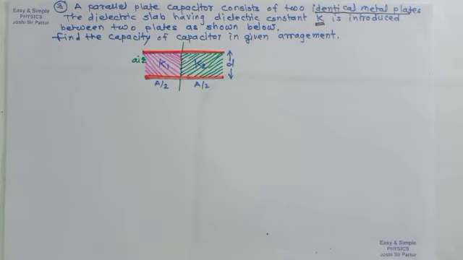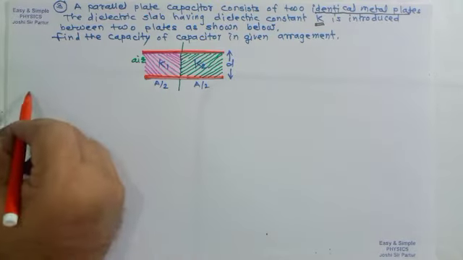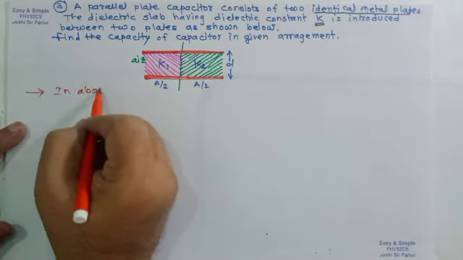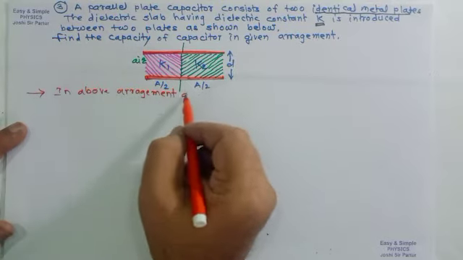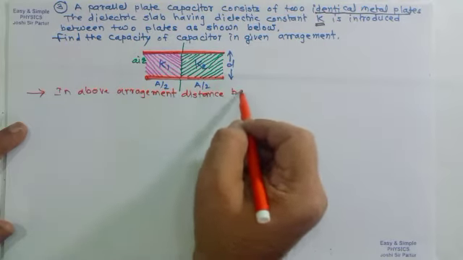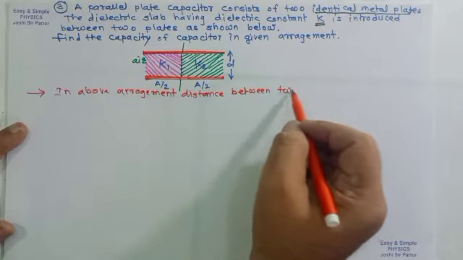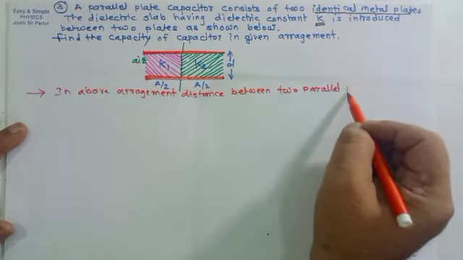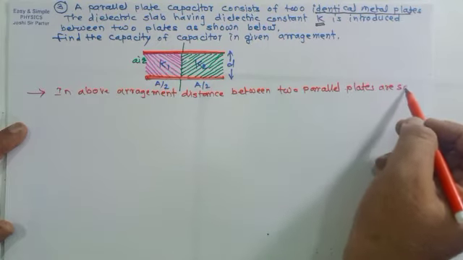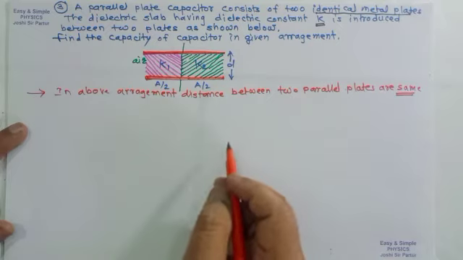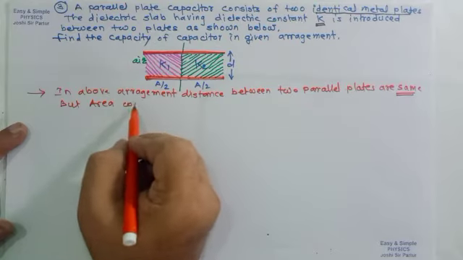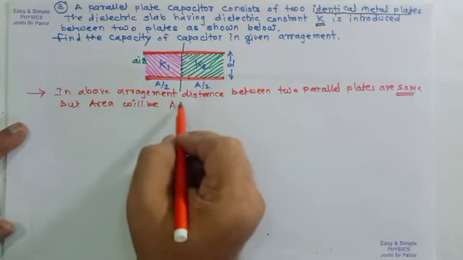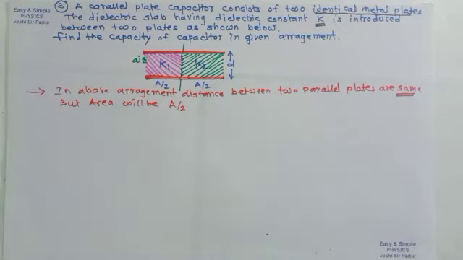See here, in the above arrangement, the distance between the two parallel plates is the same, but the area will be half, that is A upon 2.